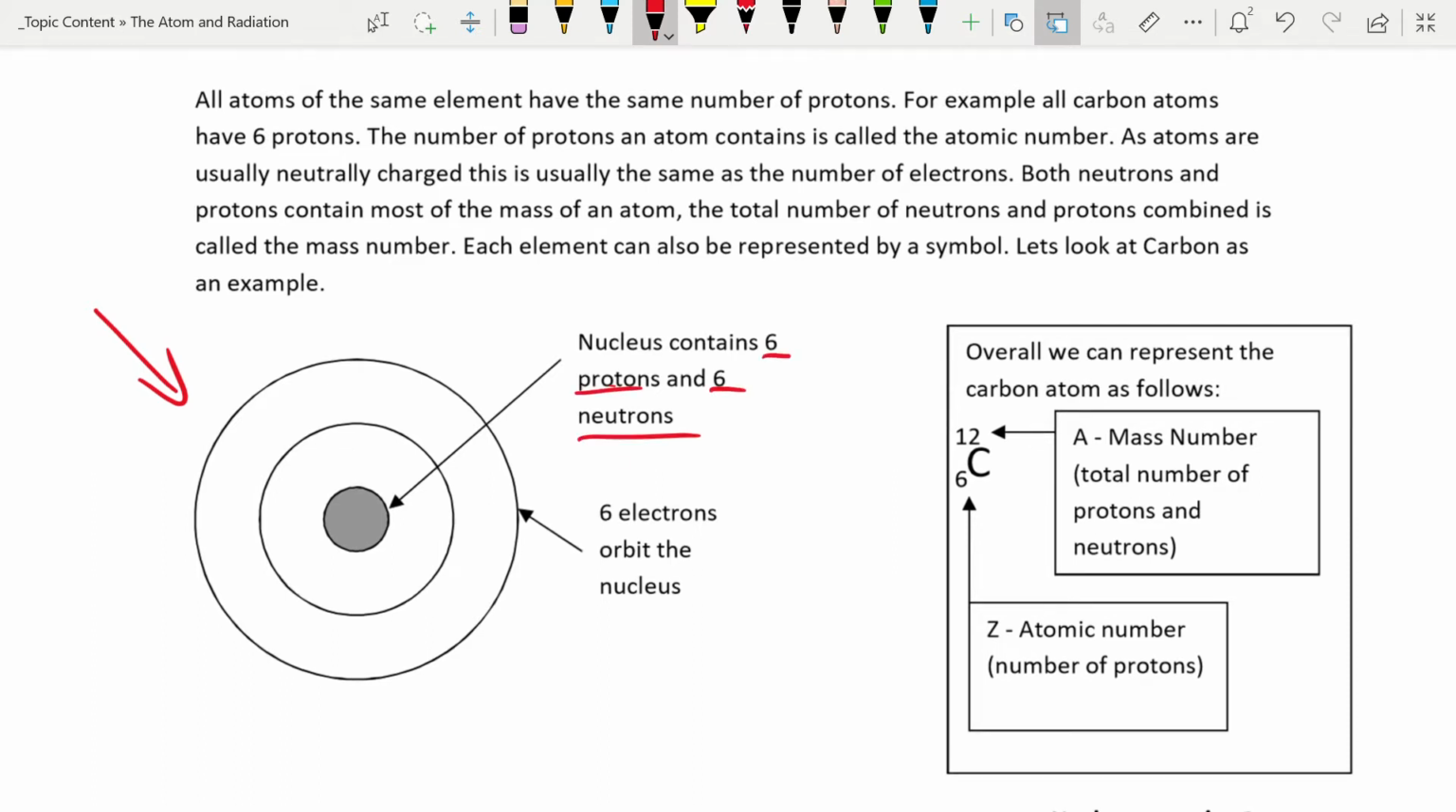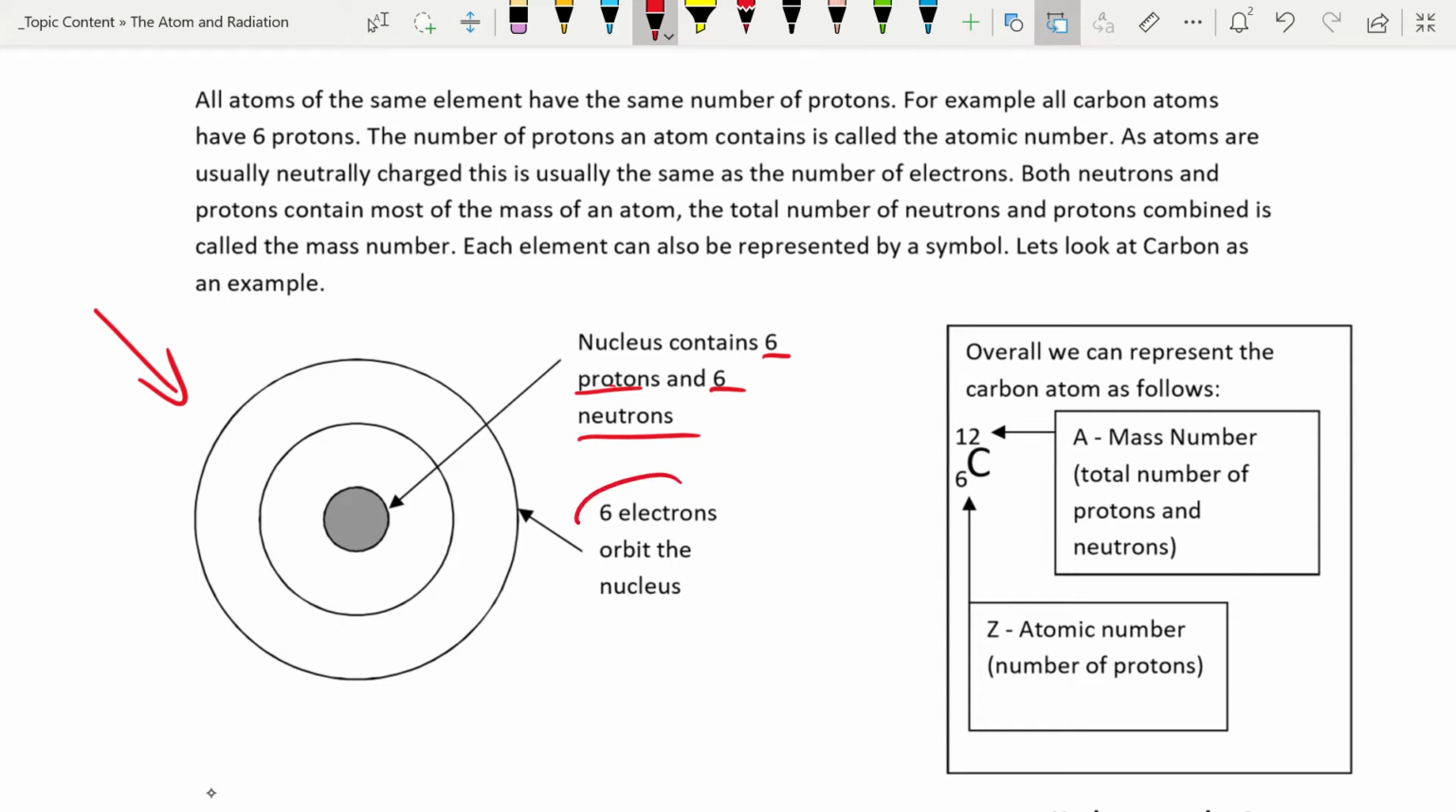The number of neutrons and protons doesn't always have to be the same. It tends to be the same at the lower end of the periodic table, but the heavier elements tend to have more neutrons than protons, so don't always think those two numbers are the same. And then we have 6 electrons in orbit around the nucleus.